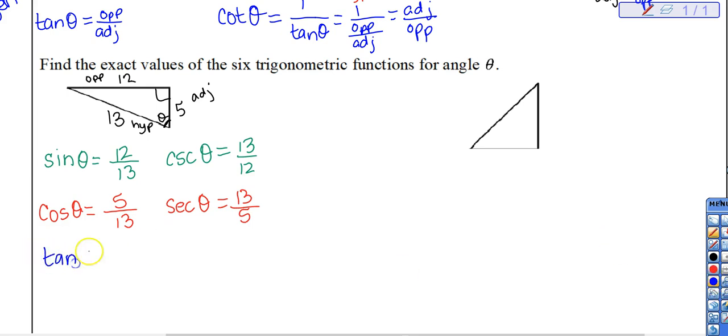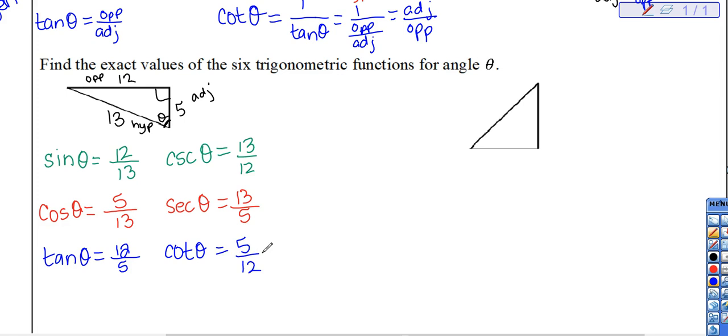Switching to blue. Tangent of theta. Let's go with Marco. So that is 12 over 5. And its reciprocal function is cotangent. So our measure is, everybody? Or our ratio is 5/12. There you go.